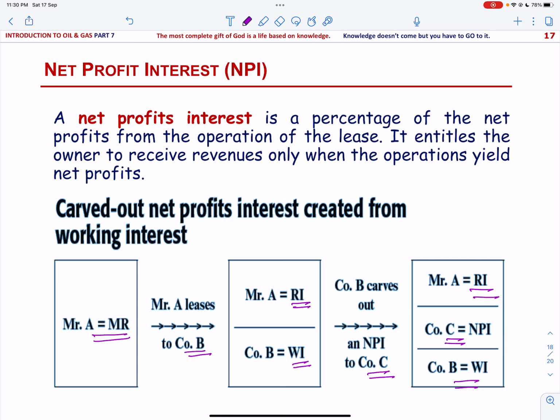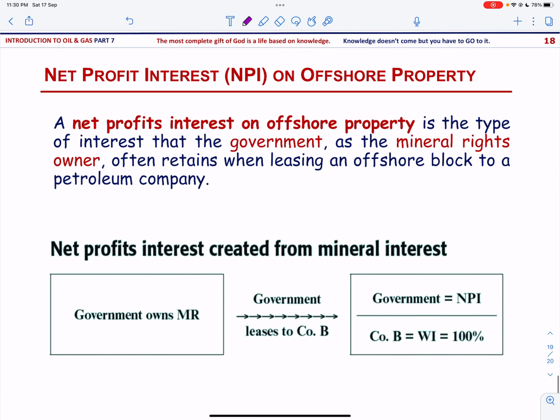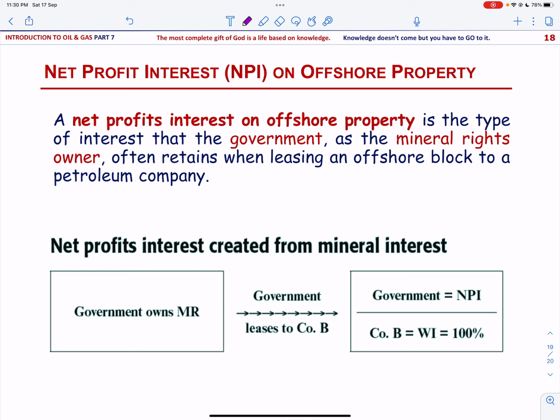Next, let us talk about the net profit interest on offshore property. Offshore is the type of interest that the government, as a mineral rights owner, often retains when leasing an offshore block to a petroleum company. So we have the government as the owner of the mineral rights, the government leases to company B, and the government is going to have the net profit interest and company B is going to have the 100% working interest.